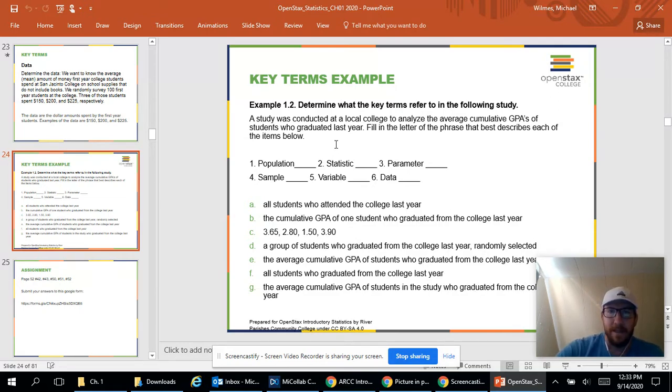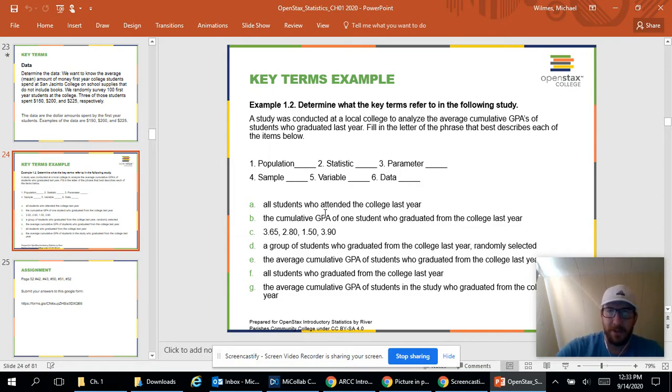So this example is talking about a study that was conducted at a local college to analyze the average cumulative GPAs of students who graduated last year. Fill in the letters of the phrase that best describe each of the items listed below. So, all right, we're looking at a local college, and we're trying to find the average cumulative GPA of students who graduated just last year. Okay, so our population. As we look through these, I will encourage you to pause this and try it on your own as well.